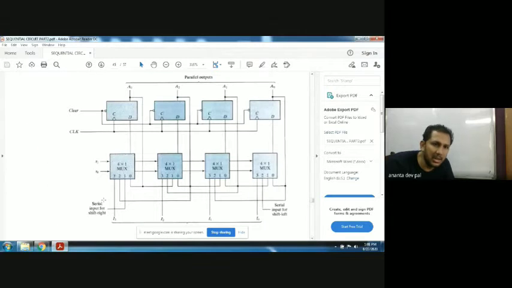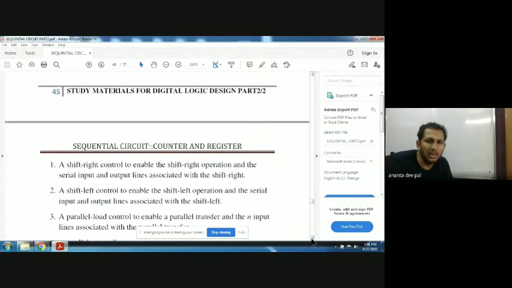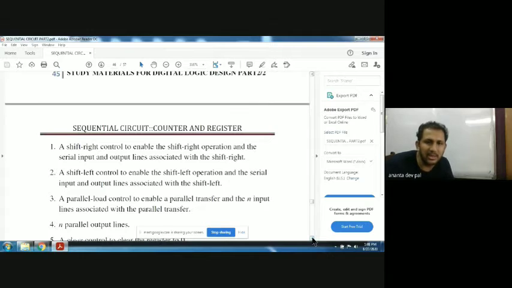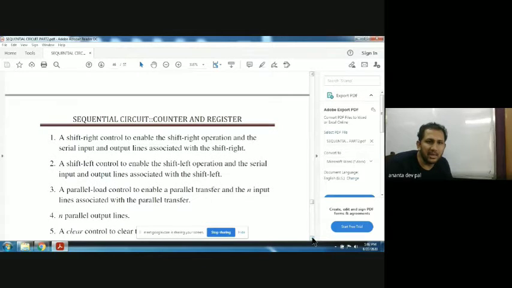In the first position there is the MSB bit for shift right, and in the second position there is the LSB bit for shift left. This is for shift left or right. Parallel load control enables the parallel transfer in the N input lines associated with the parallel transfer.